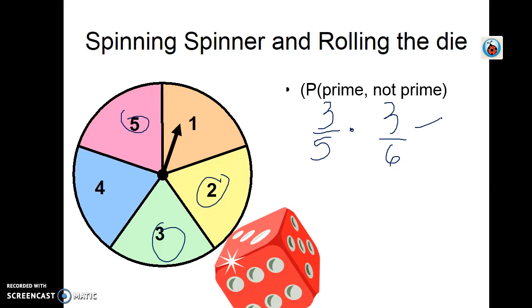So I just multiply those together. 3 times 3 is 9. This would be 9/30 or 3/10. The probability of getting prime and then not prime, there's 3 that are prime and 3 that are not prime. So prime and then not prime would be 3/10 or 30%.